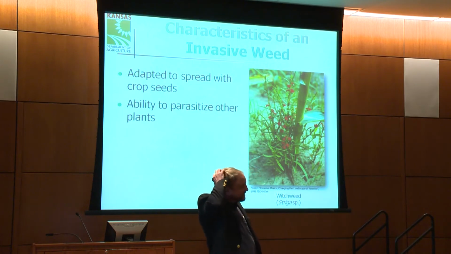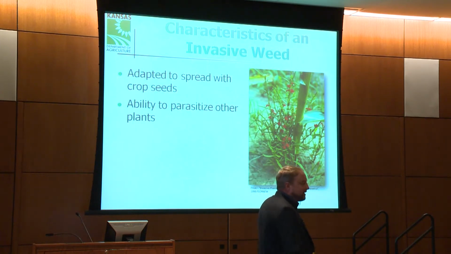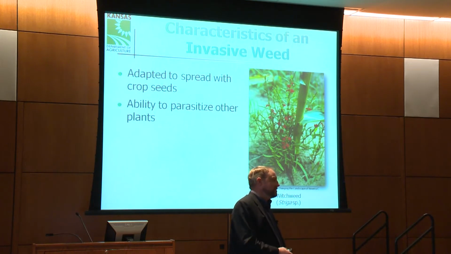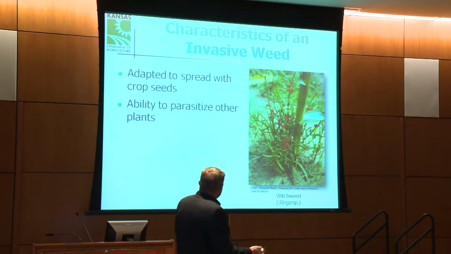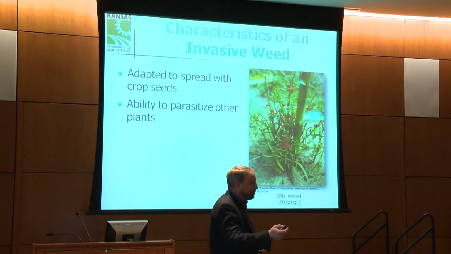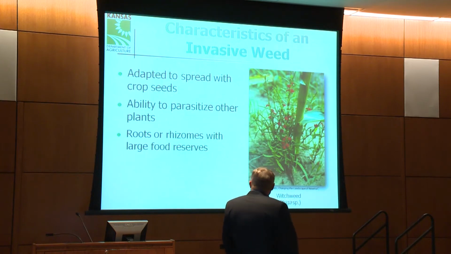Ability to parasitize other plants. A plant called dodder is a parasitic plant. And where you have it, it will just cover over whatever plant it has infested and will spread just from plant to plant. Doesn't need to produce any seed.